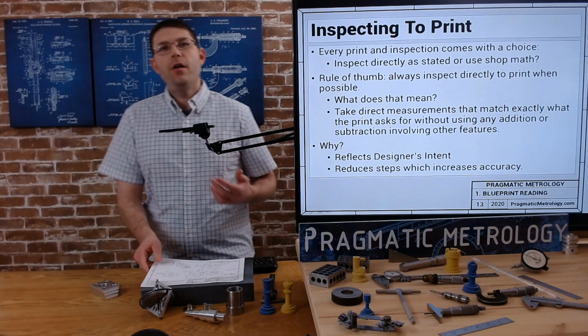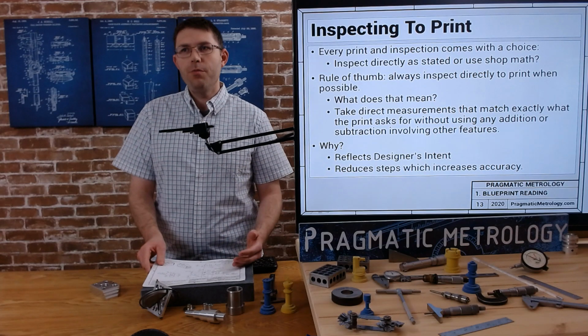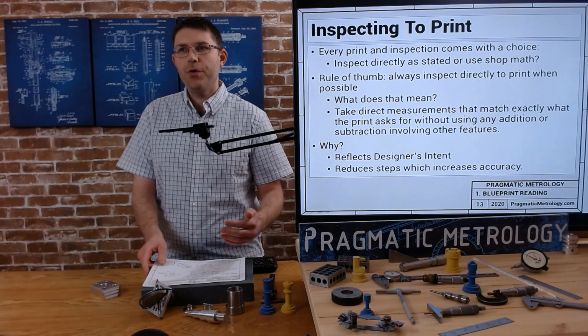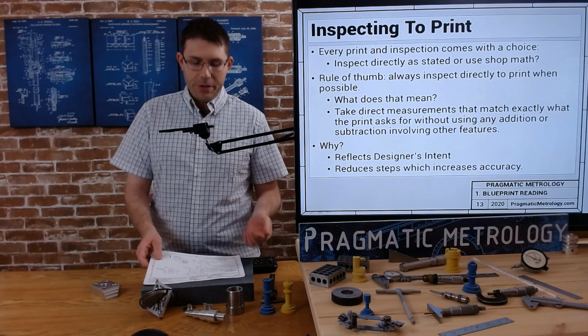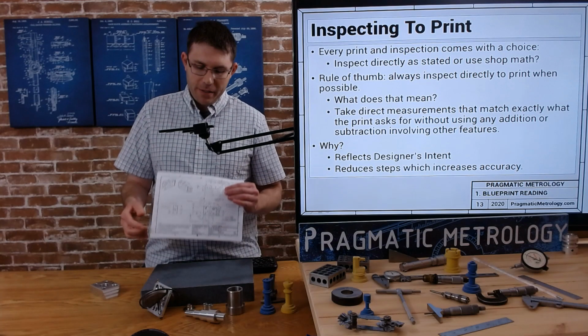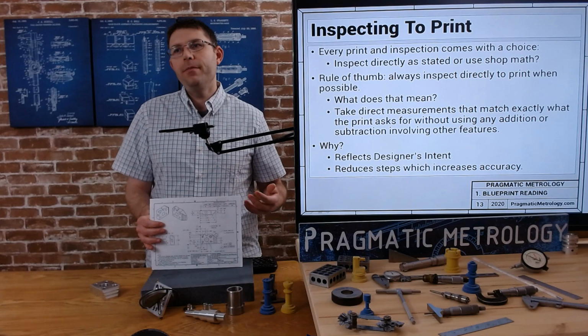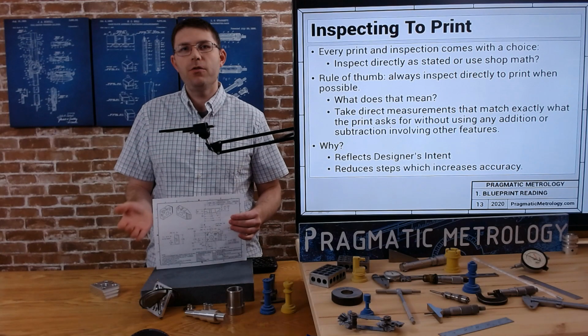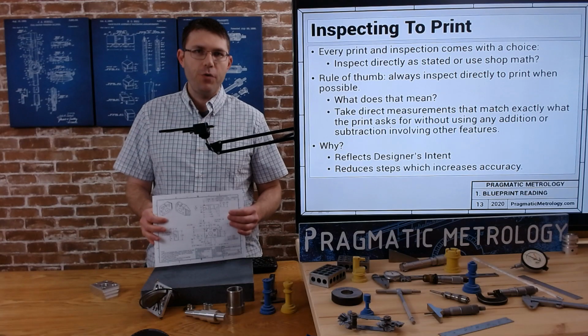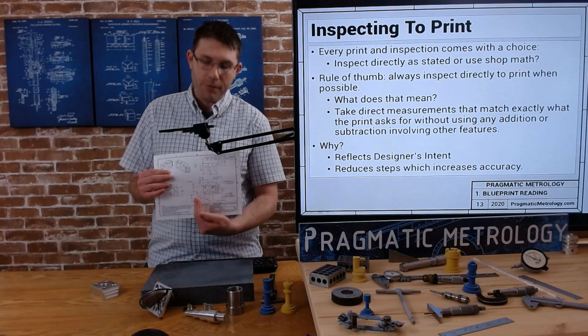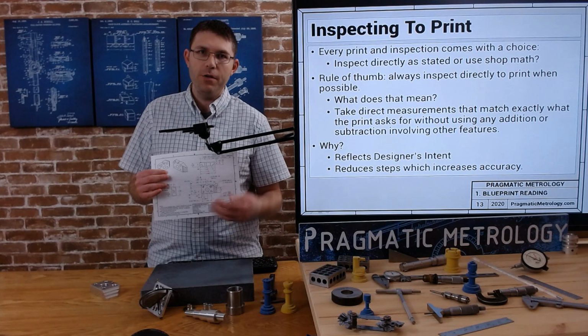And then, I mentioned it a few times, inspecting to print. What is inspecting to print? It comes with a choice. So do you inspect it directly or do you use shop math? My rule of thumb, what I recommend inspectors do, is always inspect the print when possible. Like I said, if they call it from over here to over here, check it that way.